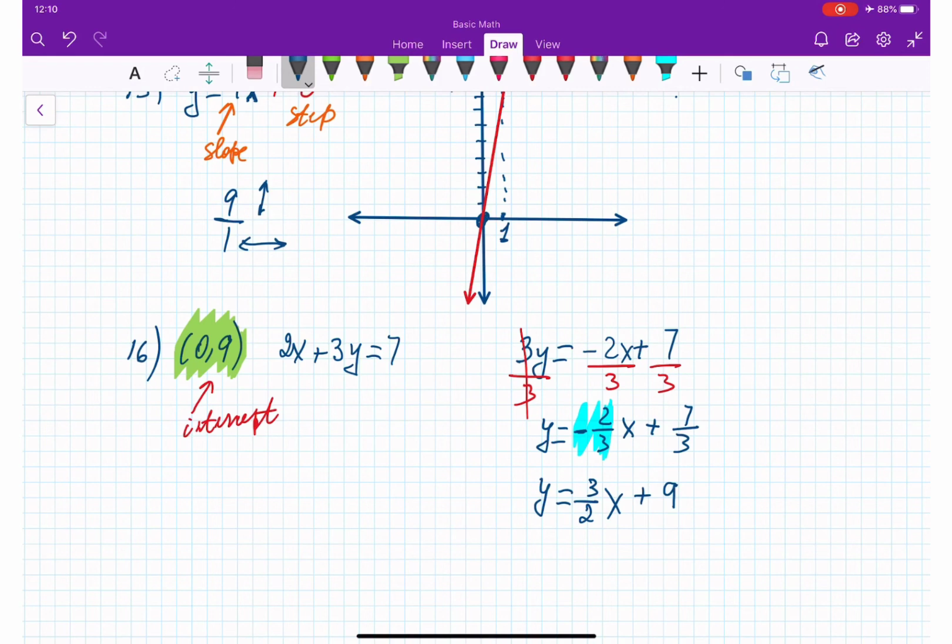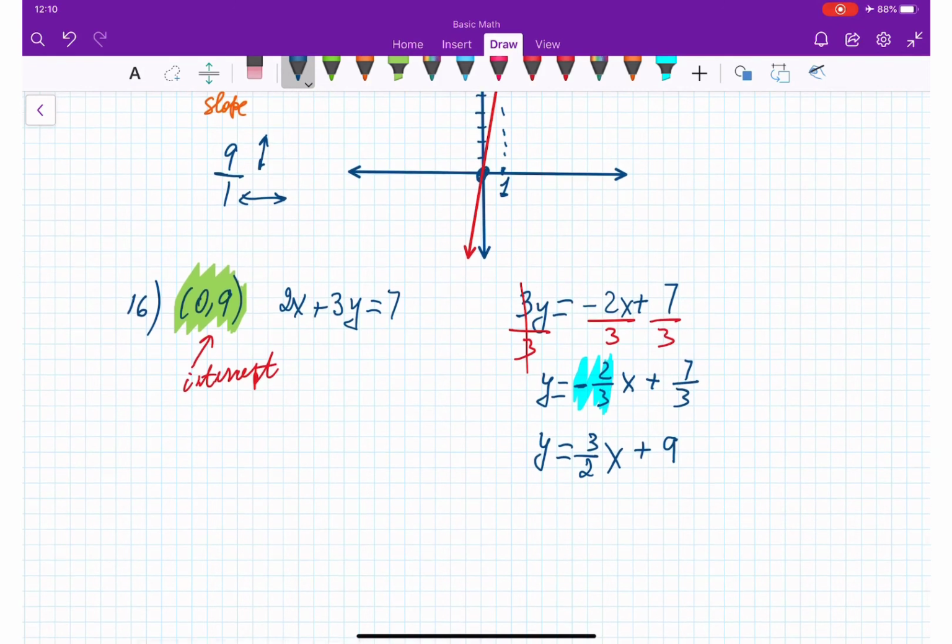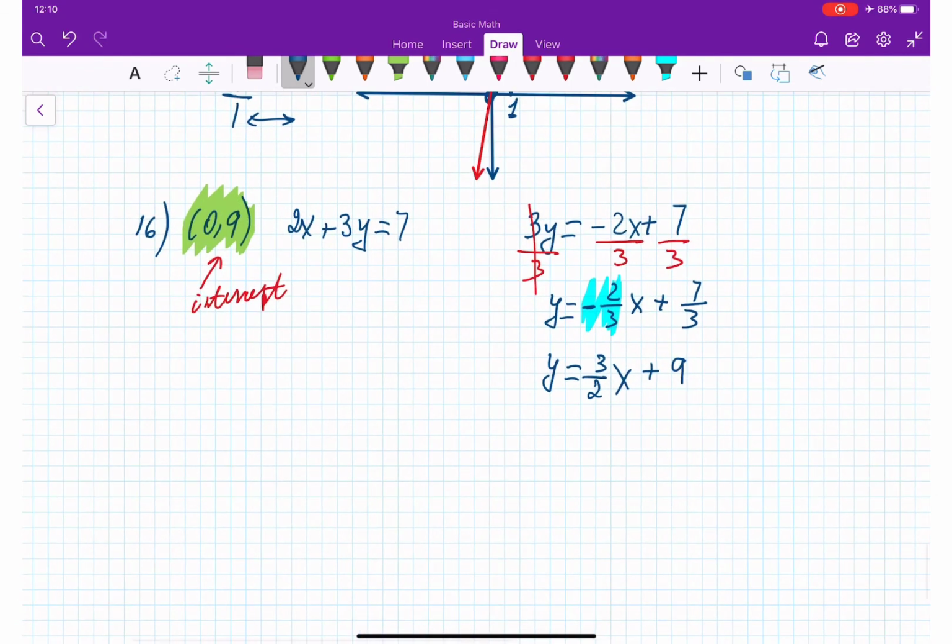Okay? And the very last one. Now see, in problem number 17, it's not given an intercept, it's given a real point. So 3 and negative 5. Okay, and the equation 5x minus 4y is equal 7.